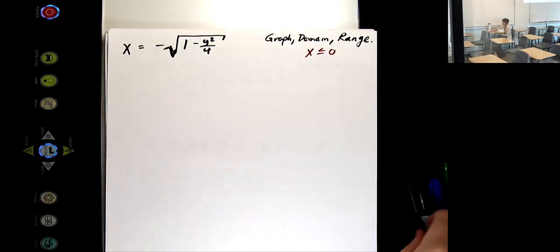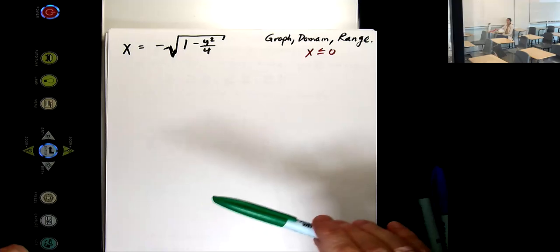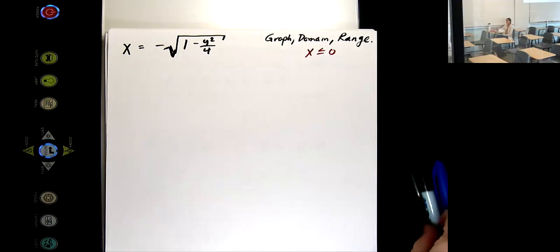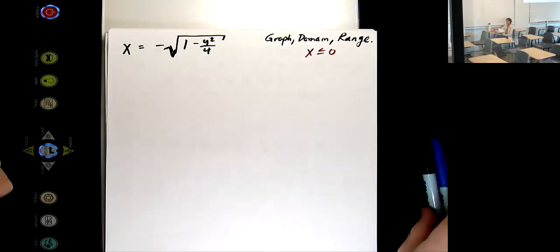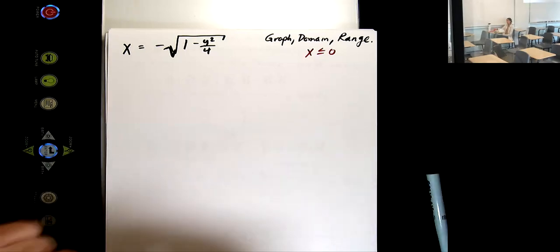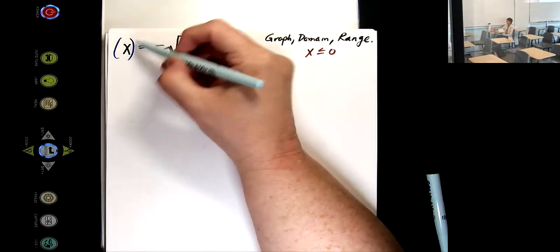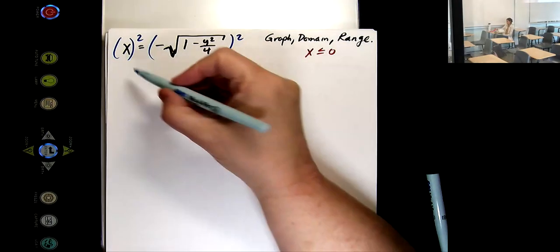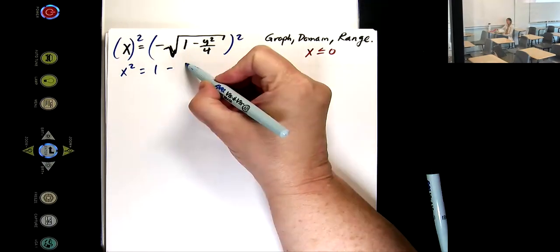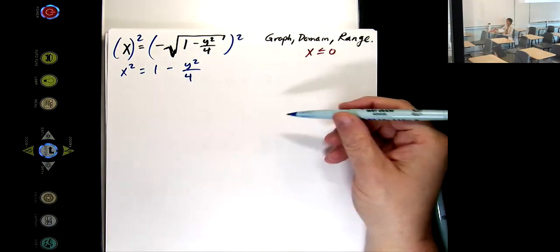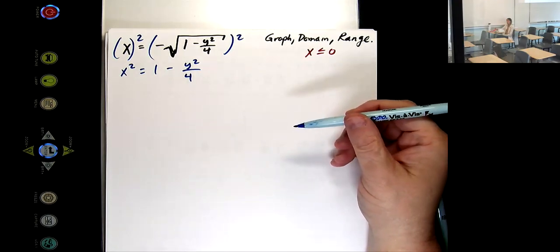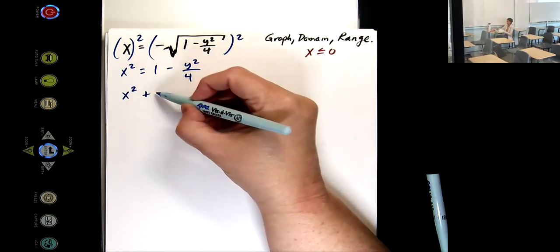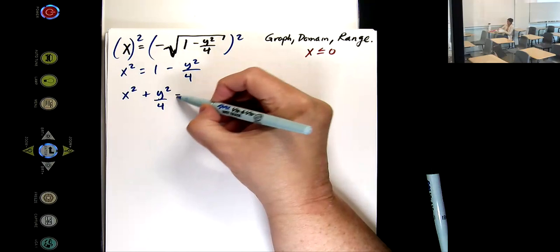This one's a little sneaky. I like it. It's really sneaky. So how do we proceed from here? Yeah, we're going to square it. We don't like square roots. And if I add the y squared over 4 to the other side, I have x squared plus y squared over 4 equals 1.